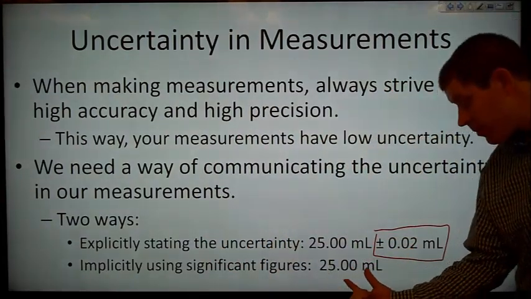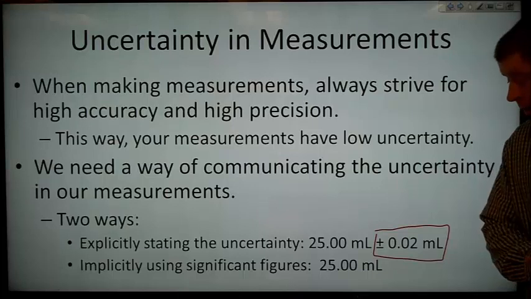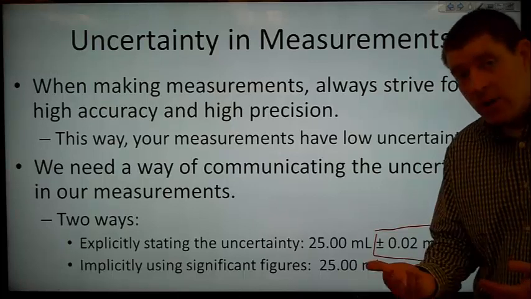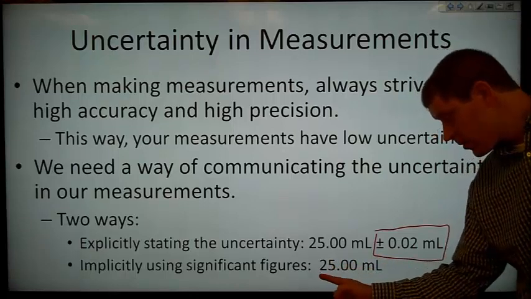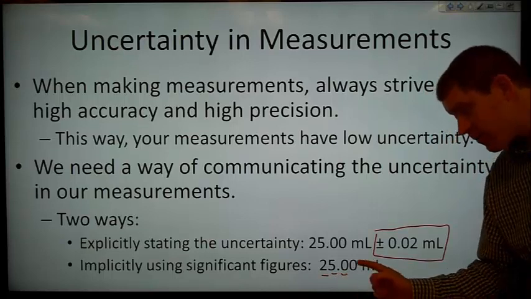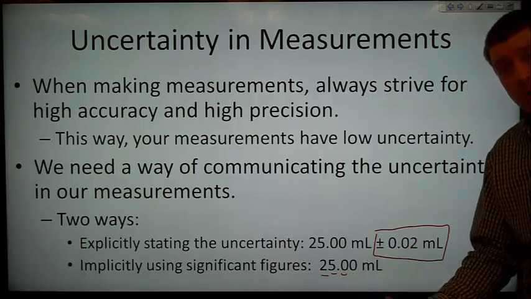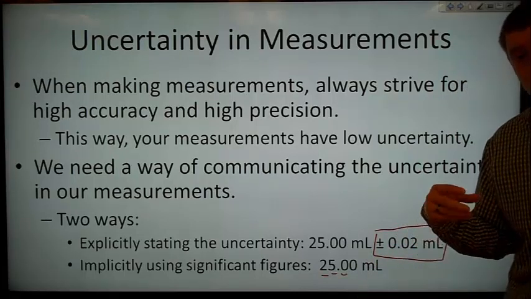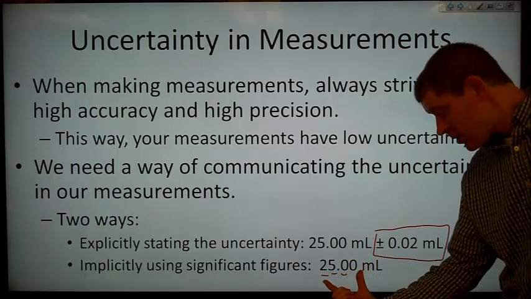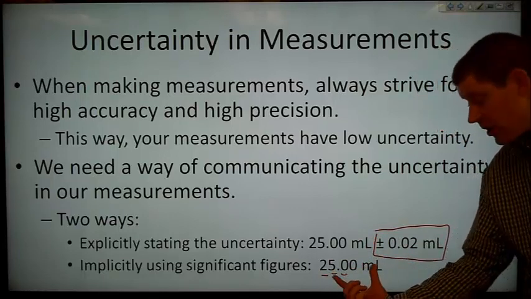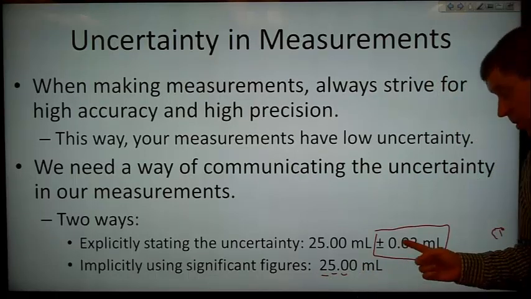So if we say 25.00 and leave it there, 25.00 milliliters, the implication is that we're certain with our first digit, we're certain with our second digit, so we're certain with the 2, we're certain with the 5, we're certain with that first 0, but we're uncertain about that second 0. That's the digit that we're uncertain in. Now, usually we assume that we're uncertain by plus or minus 1 in that last digit. So in this case, the implication, at least, is 25.00 milliliters plus or minus 0.01 milliliters, not 0.02.